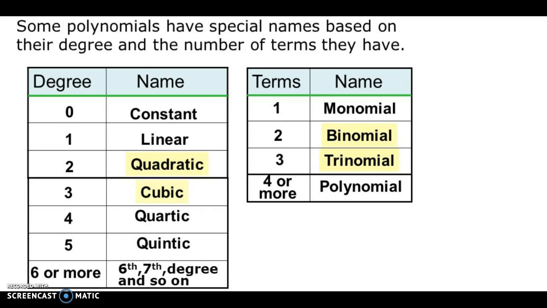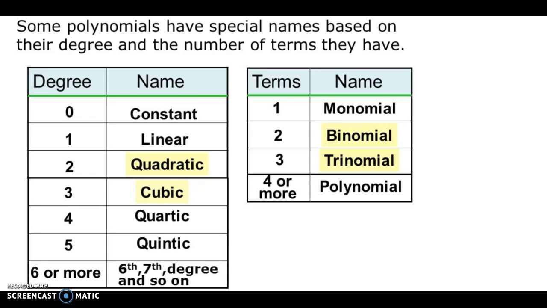Pentagon. What about an 8-sided polygon? Octagon. You remember 12? Dodecagon, okay? So remember, all of those are polygons, right? So everything we're talking about is a polynomial, but we have special names for the different number of terms and their degree, okay? So this one's easy.